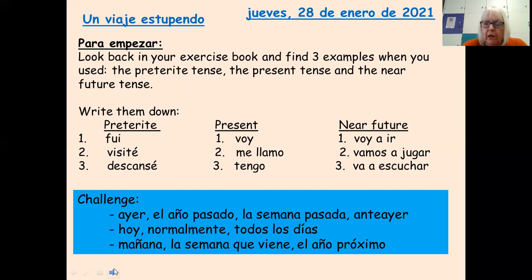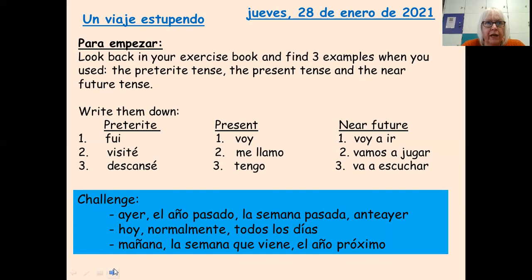And for the near future, whatever examples you've used, you need to get the structure right. So voy plus a plus ir is I'm going to go. Vamos plus a plus jugar is we're going to play. Va plus a plus escuchar is he or she is going to listen. And you need to remember the near future tense is the part of ir in the present tense. So either voy, vas, va, vamos, vais, or van, plus a plus an infinitive. And the infinitive is the part of the verb that ends normally in ar, er, or ir.